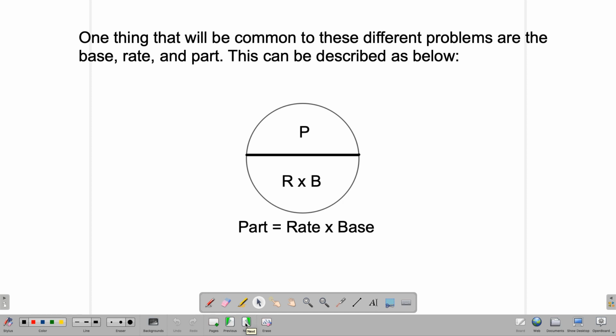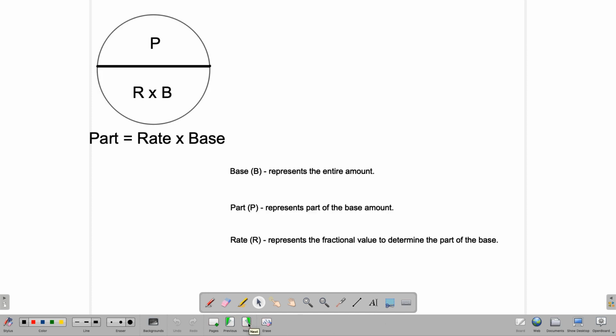One thing that will be common to these different problems are the base, rate, and part. This can be described as below. So we have a circle and it's divided in half. The letter P is at the top, and at the bottom we have R times B. And what this represents is an equation. Part equals rate times base.